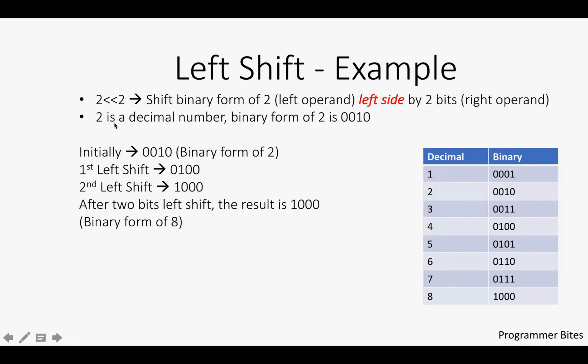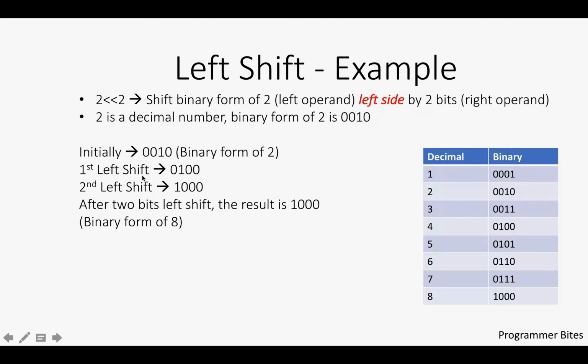Let's see the example. 2 left shift 2. It shifts the binary form of 2 to the left 2 times. 2 is a decimal number and the binary form of 2 is 0010. Let's see how this operation works. Initially it is 0010, that is the binary form of 2.